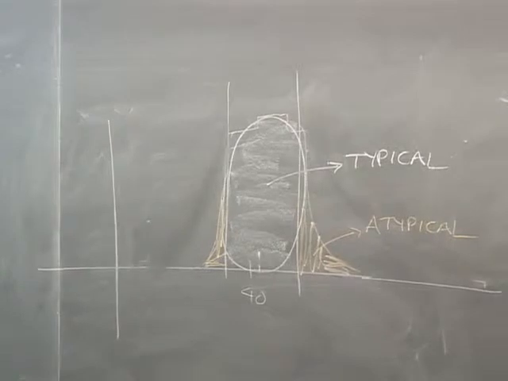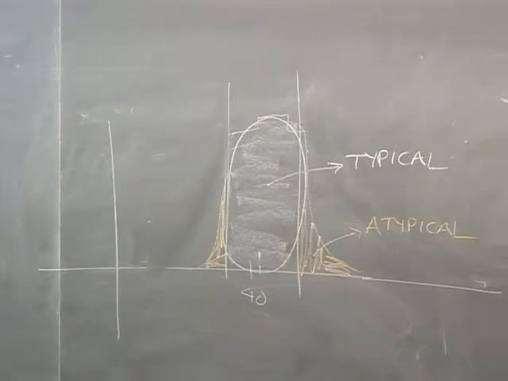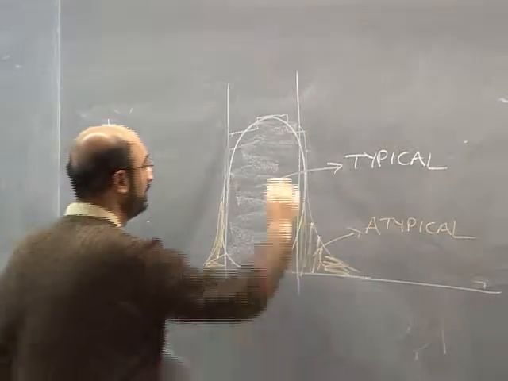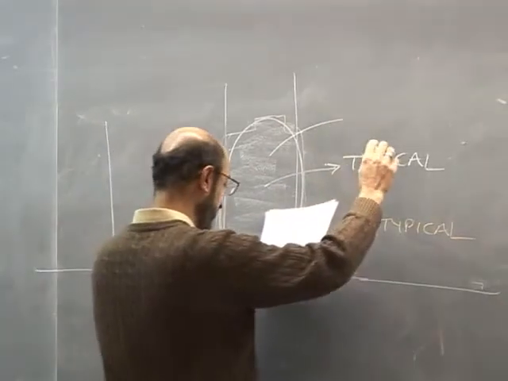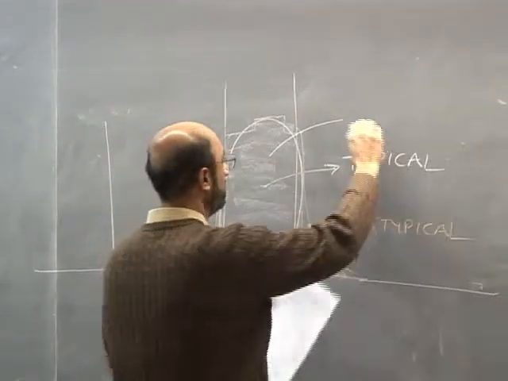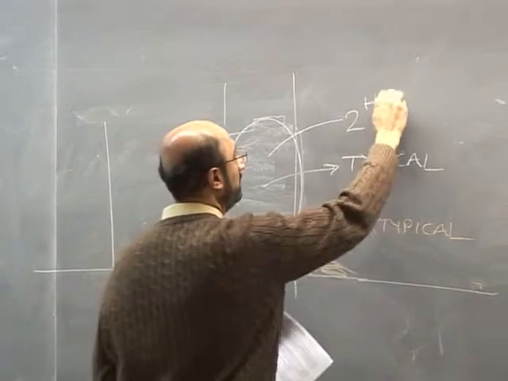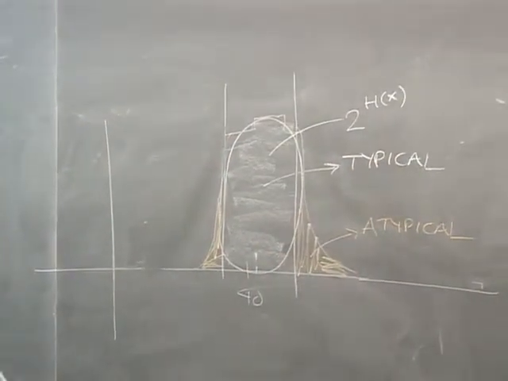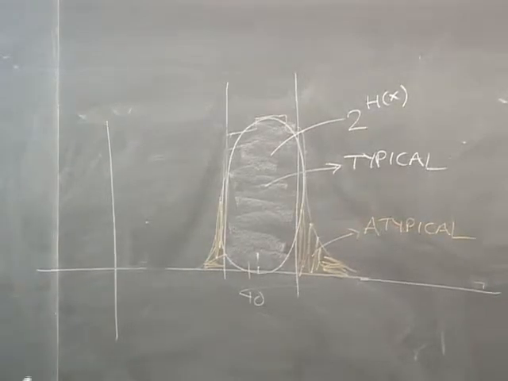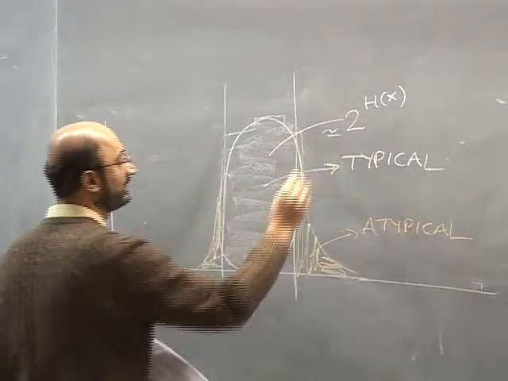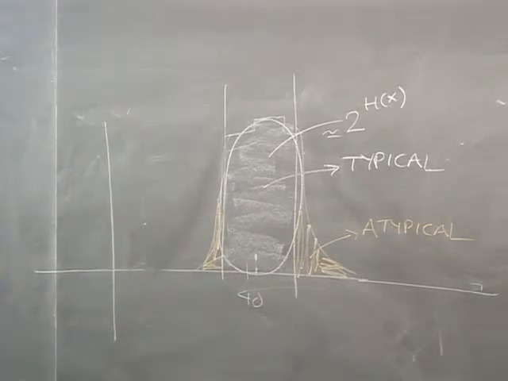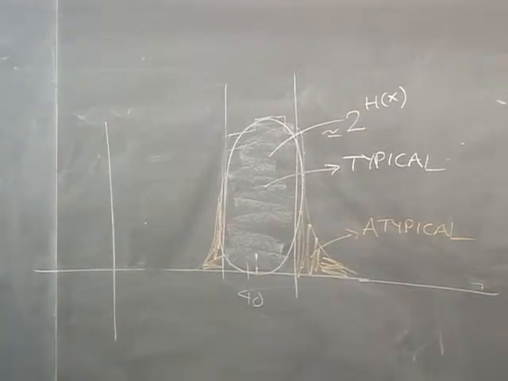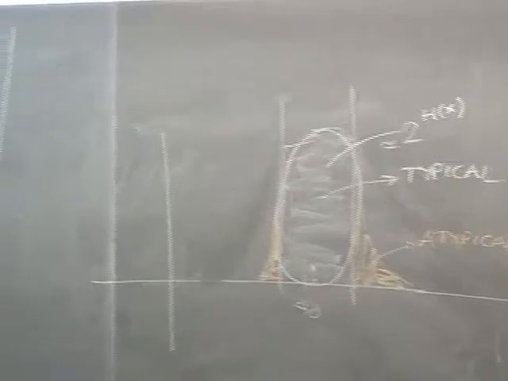And the theorem here basically says that the number of typical messages is given by approximately 2 to the power H(X). So the typical set size is approximately 2 to the H(X), and it's an asymptotic result. That's why it's called the asymptotic equipartition property.